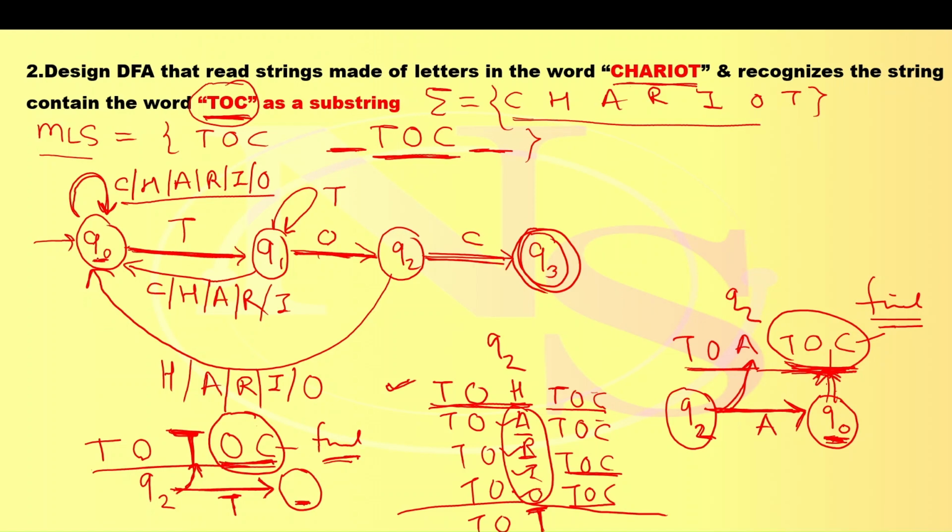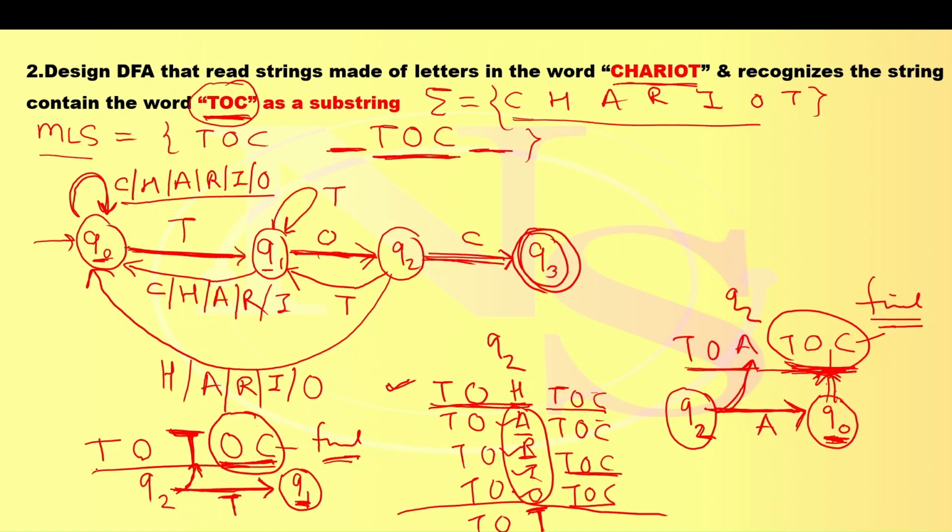Now try to find this other state which has a path for OC. Check from Q0. Does Q0 have a path for OC? No. Going to final? No. Check for Q1. Does Q1 have a path for OC? Going to final? Yes, satisfying both. Having a path for OC going to final. So here the other state will be Q1. So the transition from Q2 for symbol T will go to Q1. So Q2 to Q1 for symbol T.